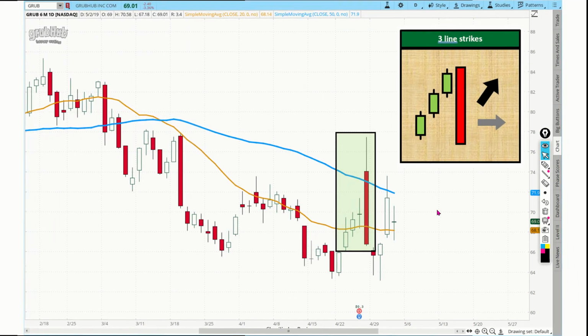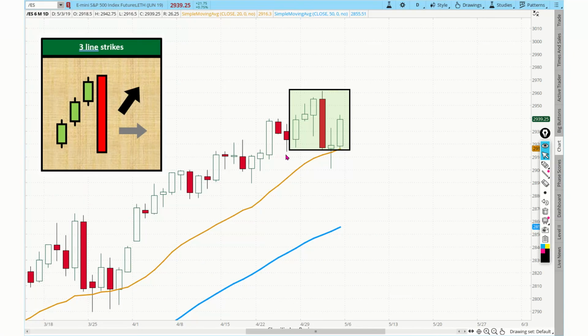Then it goes up, three line strike. Okay, this is in the S&P, and you can see this very often, especially in the index. You could see this in the index most of the time.